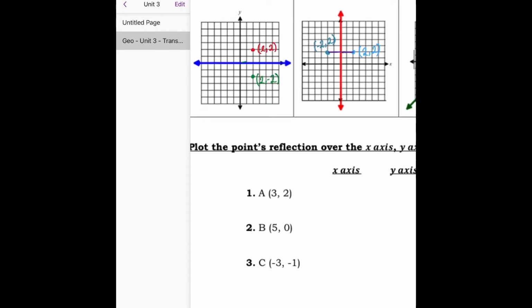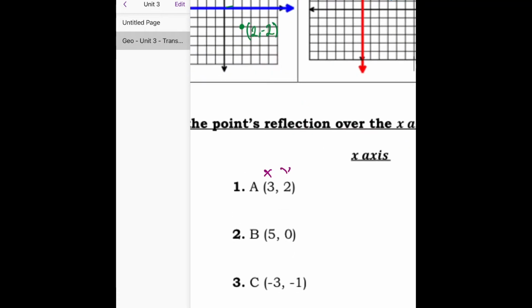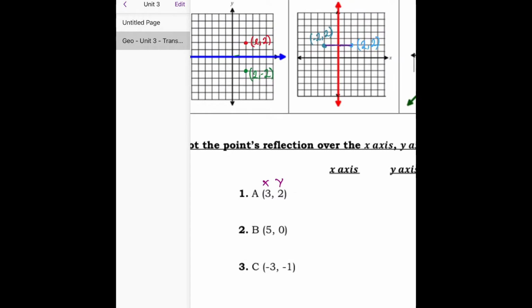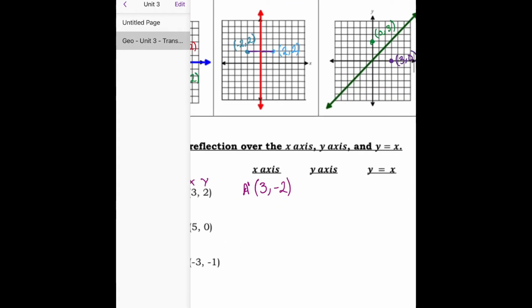So if this is my x and y, x, y, my new point, we'll call it A prime. You might see that a lot with that little apostrophe there. We call that a prime. So that's A prime, which just means that's our new point. So I'm going to change the sign on my y. So 3, -2. Now when I change the sign for the y-axis, I'm changing the sign on my x. So this one is going to be -3, 2.